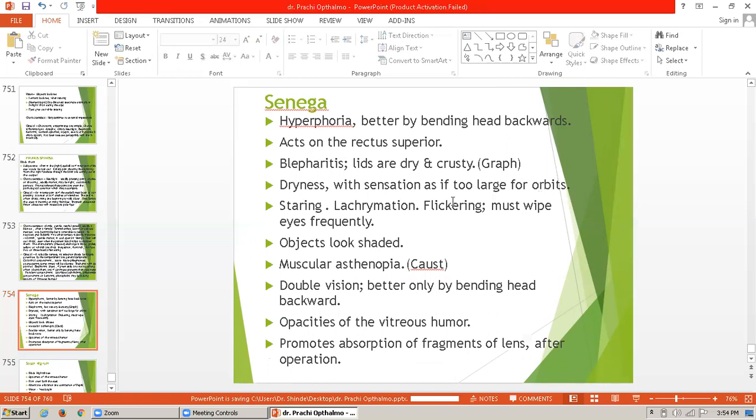Then dryness with the sensation as if the eyes were too large for the orbits. There is staring, lacrimation, flickering, but the patient must wipe the eyes frequently. Objects look shaded. Muscular asthenopia. It is useful in double vision, better by bending the head backward. There is opacity of the vitreous humor, and it promotes the absorption of fragments of lens after operation. So Senega is also a useful remedy for vitreous opacity.